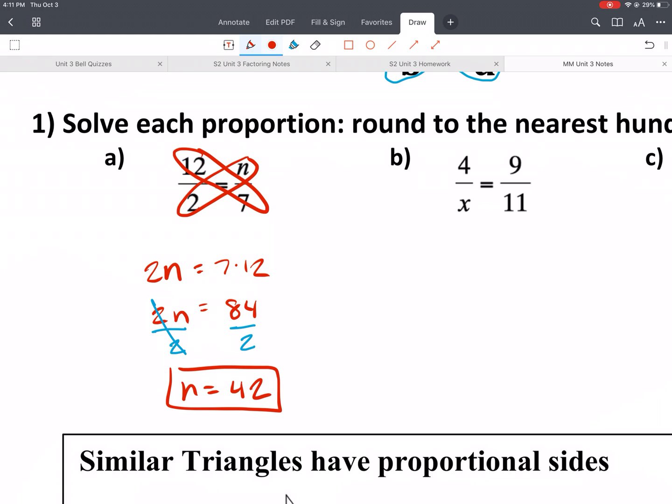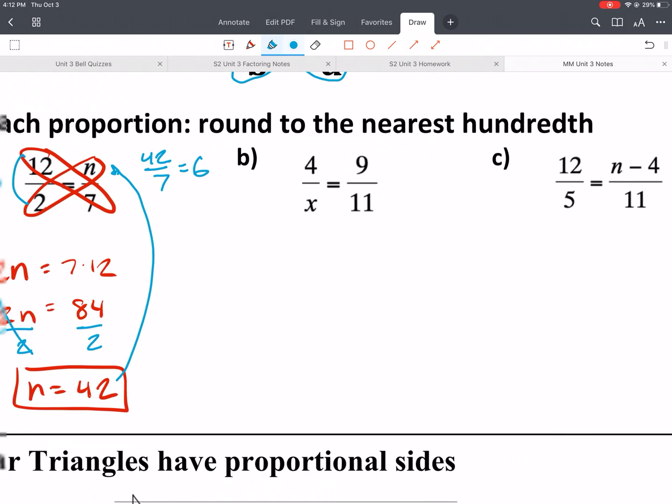You could always check your answer by plugging it in. You would get 42 over 7. If you plug that in your calculator, you'd end up getting 6. And then 12 divided by 2 is also 6. So for them to be proportional, they have to be equal. So that's one way you can check your answer.